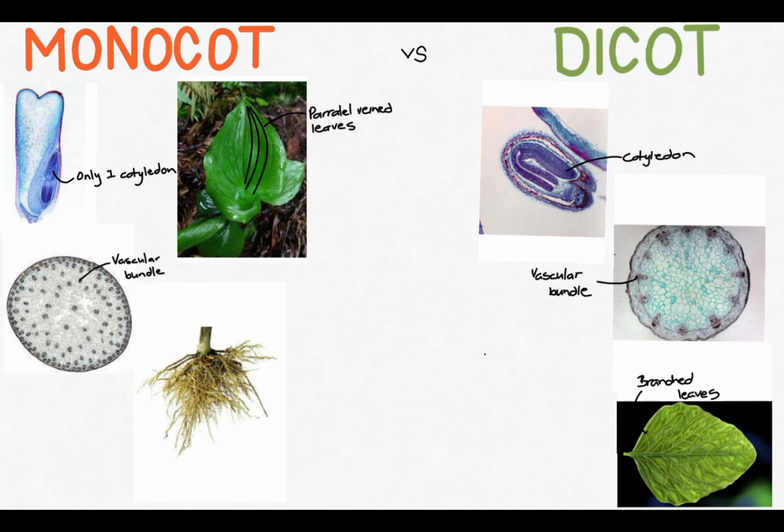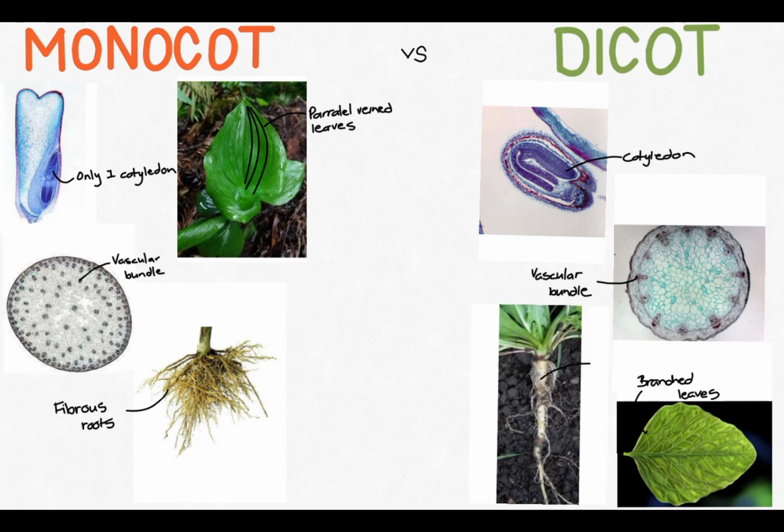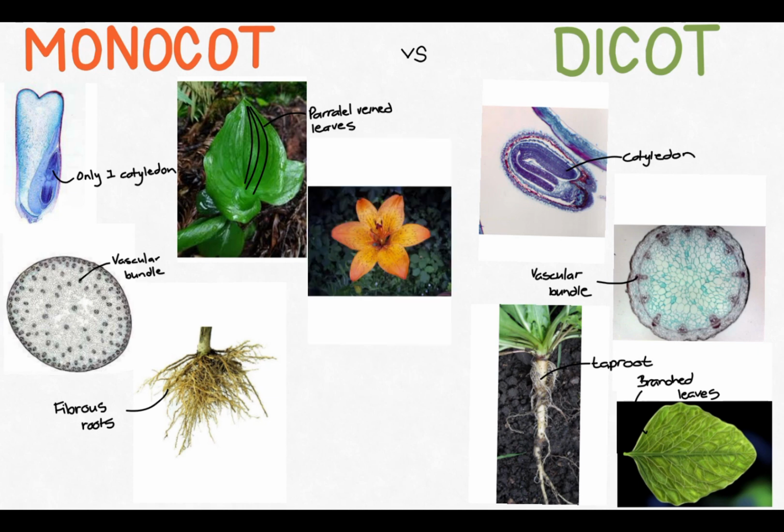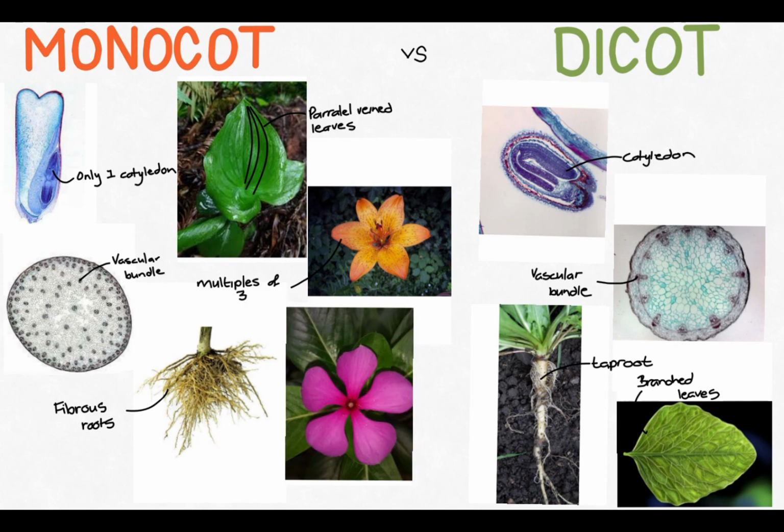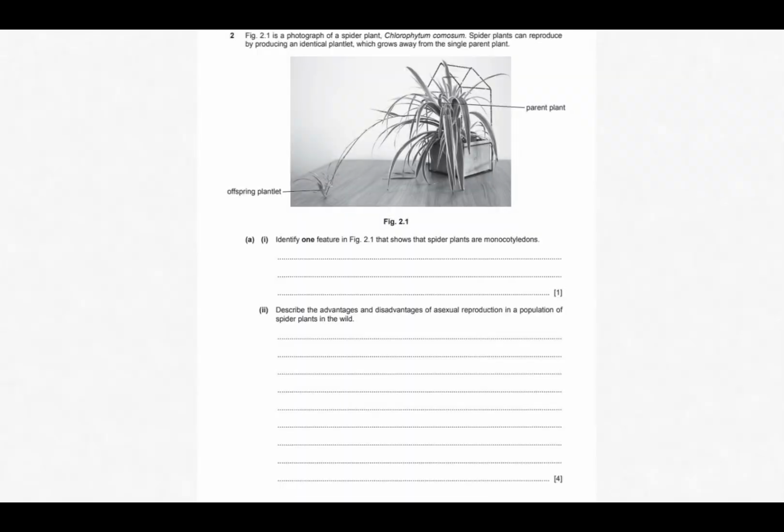Then we also have the roots, where monocots have fibrous root systems and dicot plants have a taproot system with tiny roots coming off of the taproot. Lastly, we have our flowers. Now, a monocot plant has flowers that have petals in multiples of 3, whereas a dicot plant has flowers that have petals in multiples of 4 or 5. So now we can answer question A that asks us to identify one feature that shows us that it's a monocotyledon plant. So one feature that can be seen easily is the fact that the plant has narrow leaves with parallel veining.